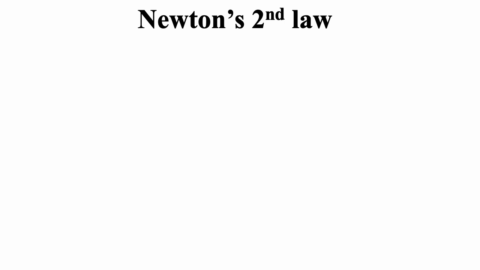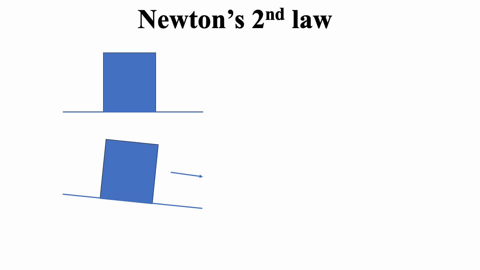Alright, so let's start with high school physics, so Newton's second law. I'm sure you all must have come across this textbook problem. If you have a block sitting on a flat surface, then the net force acting on the block is zero, and hence there is no motion. Now, if you tilt the surface a little bit, then intuitively you expect that the block will slide down in the direction of gravity, right?